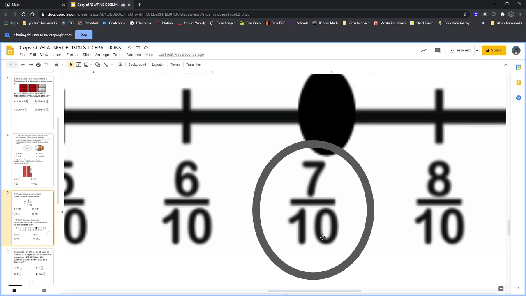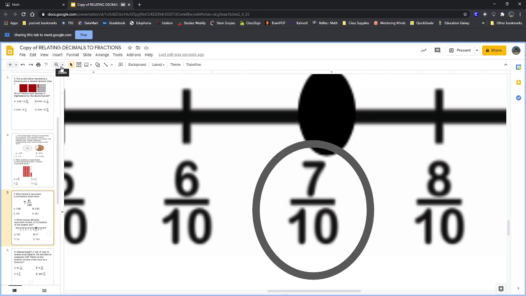The denominator tells you what place value to use. If my denominator is 10, that means I need to use the 10th place. If my denominator is 10, can I use the 100th place? Bella? What do you think, Bella? If my denominator is 10, can I use the 100th place? No, because it's only 10.